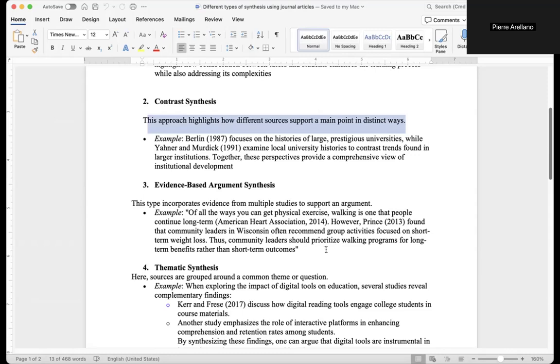However, Prince, 2013, found the community leaders in Wisconsin often recommended group activities focused on short-term weight loss. Thus, community leaders should prioritize walking programs for long-term benefits rather than short-term outcomes. The idea being that all these sources support the idea of walking or doing short exercises.